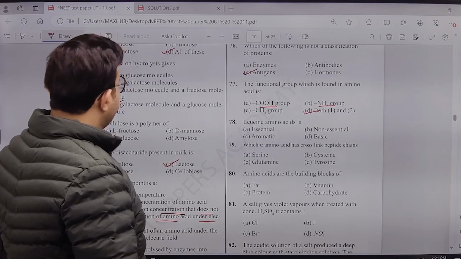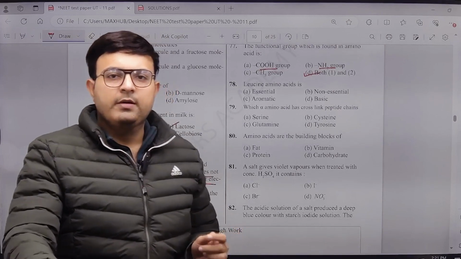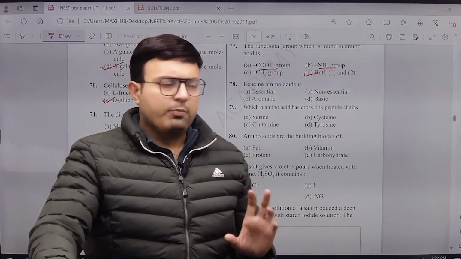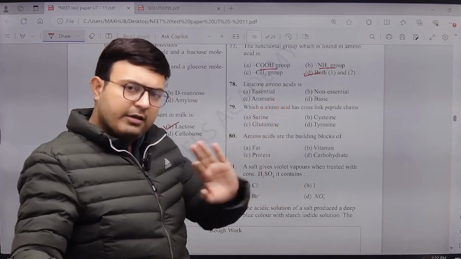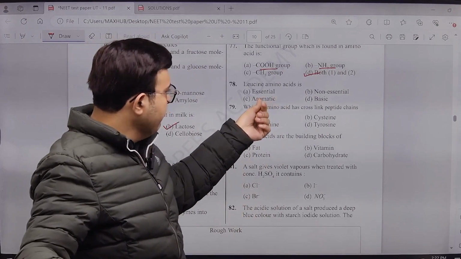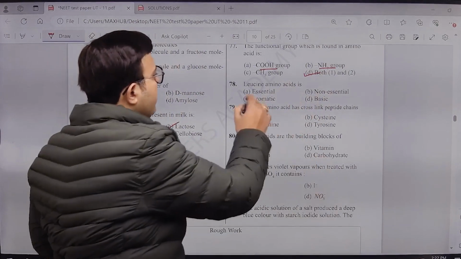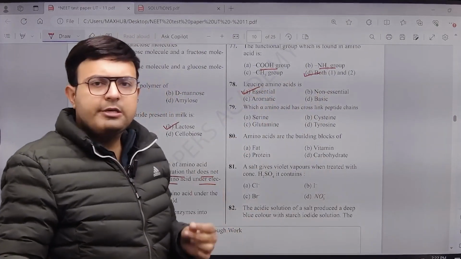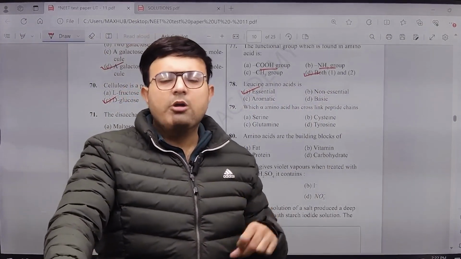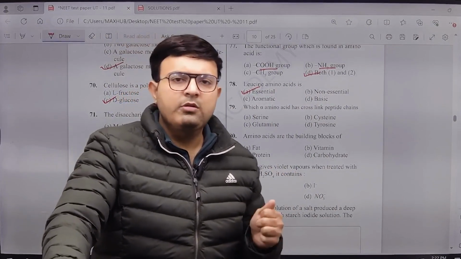Question 78: leucine amino acid is. Leucine contains only a carbon chain. It does not have any acidic or basic group, and it does not contain a benzene ring. So it cannot be basic, and it cannot be aromatic. It will be an essential amino acid, because leucine is not produced in our body, and the amino acids which are not produced in our body are known as essential amino acids.